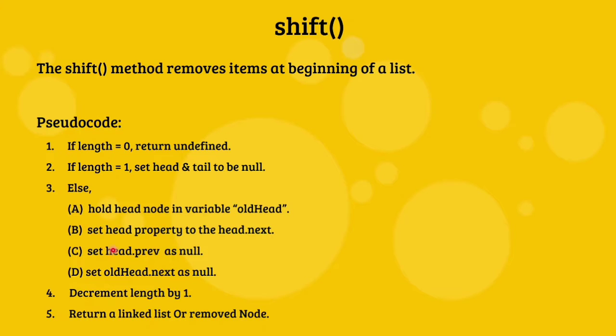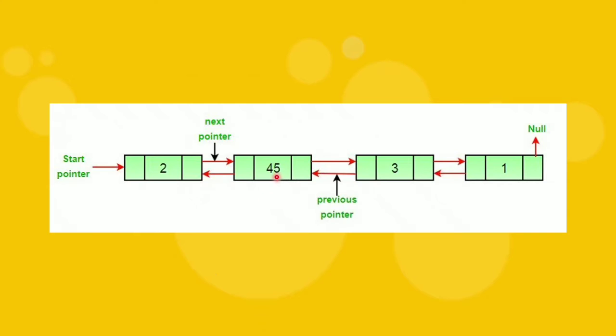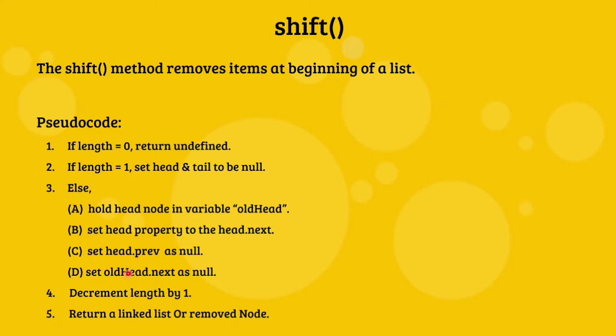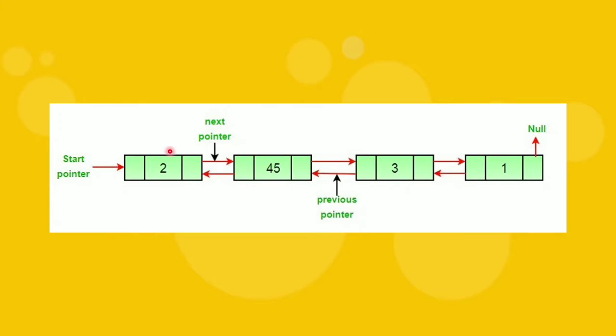Once that is done, we will set head.previous as null. So we will break this 45 connection to the 2. Okay. So for that I will do this.head.previous is equal to null. Once that is done, we will set old head.next as null because we want to break the connection of 2 with 45 also. So we will simply write old head.next is equal to null. So both the way the connection will be broken.